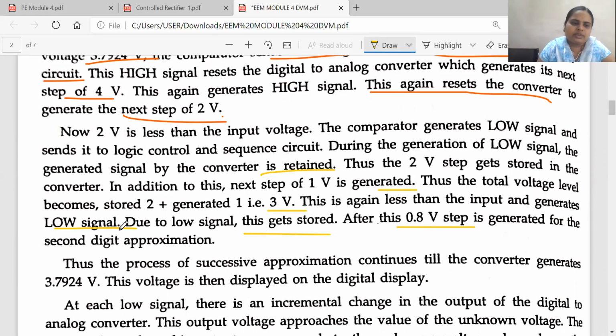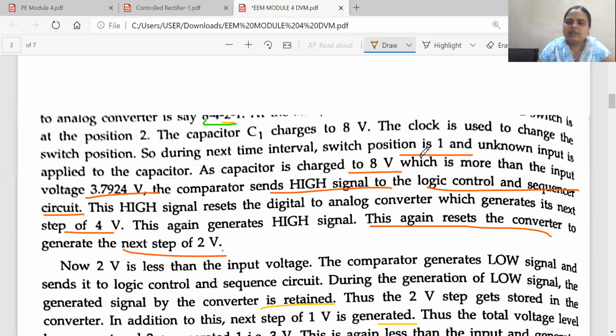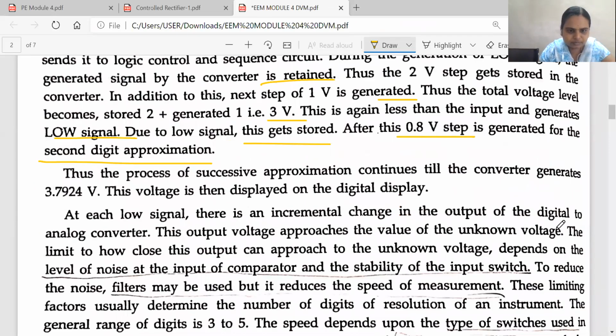A step is generated for the second digital approximation. Thus, the process of successive approximation continues till the converter generates 3.7924 volts. This voltage is then displayed on the digital display till we get the exact value, that is 3.7924. Only after that is the display going to be done.